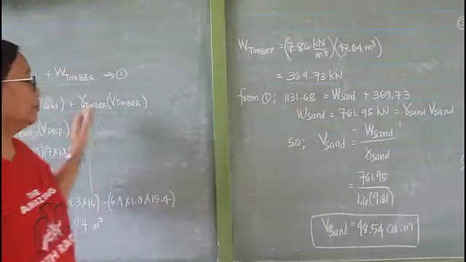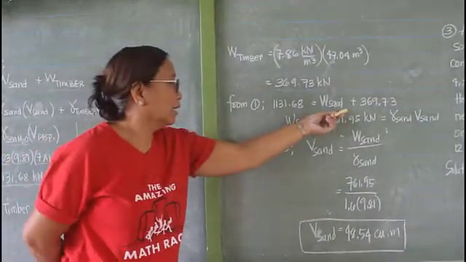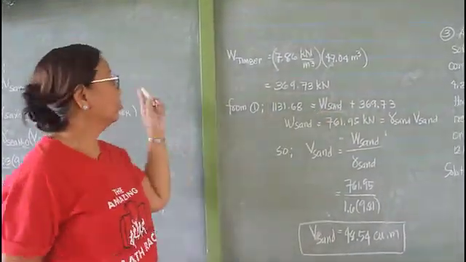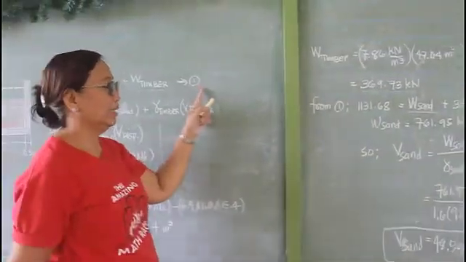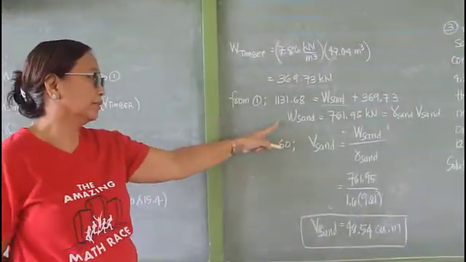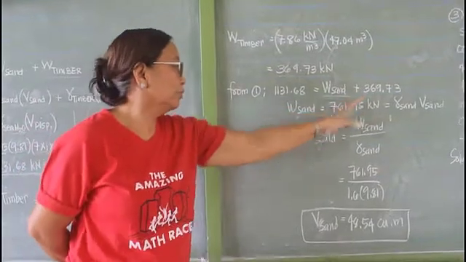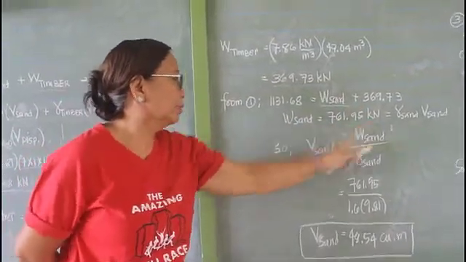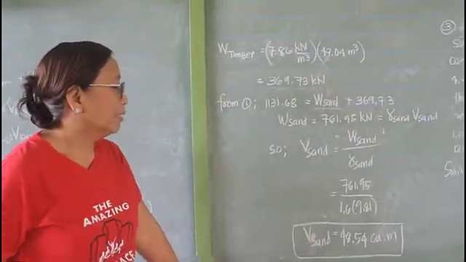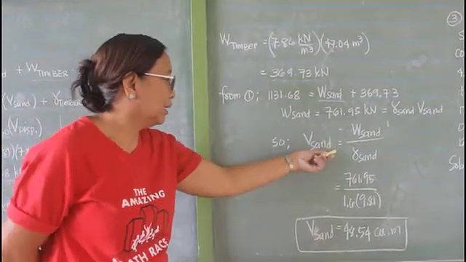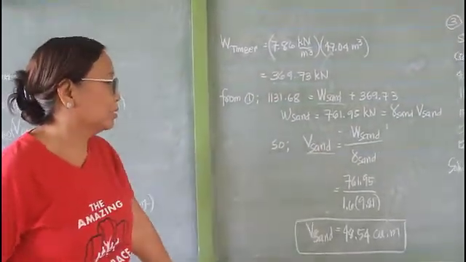So meron na tayong lahat. Buoyant force, weight of timber. So ang atin na lang kailangan dun sa equation 1, from this equation 1, is the weight of the sun. Okay? So, what is the weight of the sun? That is 761.95. But we are asked to determine ilang cubic meter ang pwede ikarga dun sa boards.